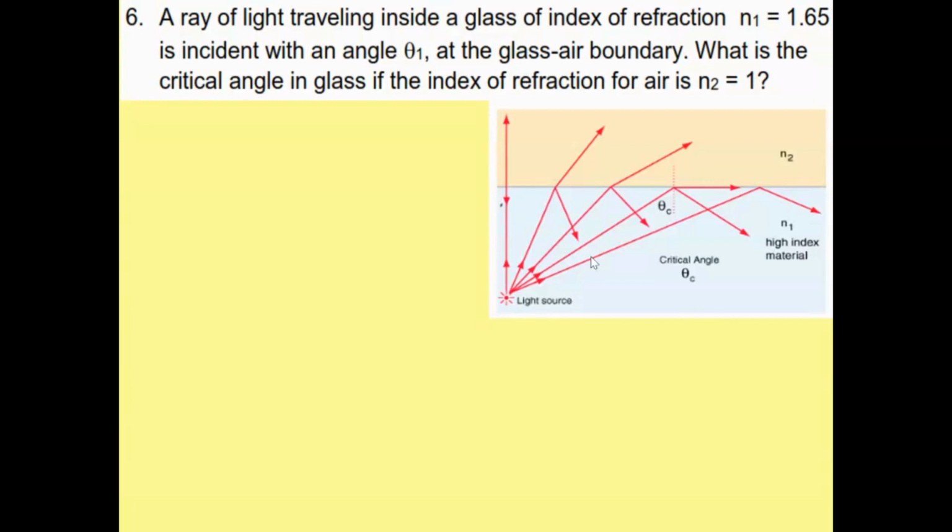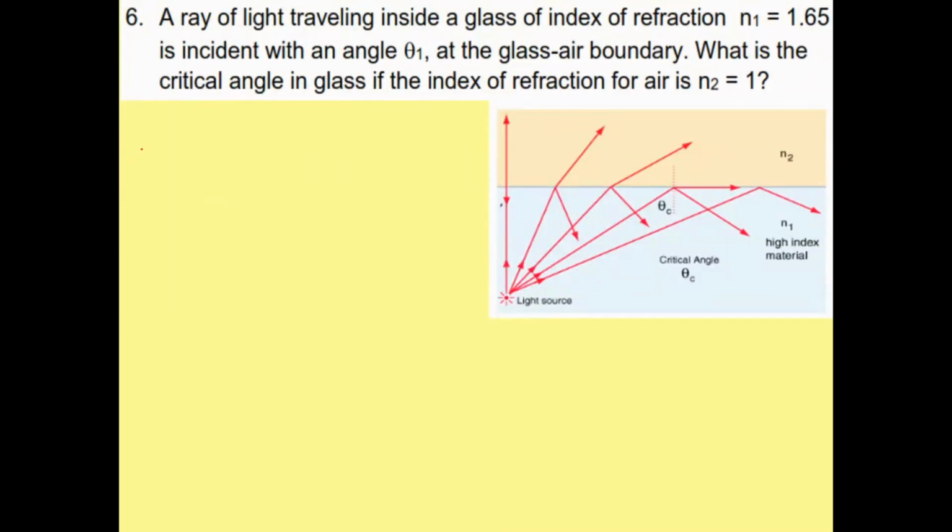At a glass-air boundary, what is the critical angle in glass if the index of refraction for air is N2, which is equal to 1? So what is given in the question? You have to see the figure. In this figure, two colors are given. The bottom region is light blue, and the top region looks like a light pink color, which is the N2 region. The blue color is the glass medium, and the top one, N2, is the air medium. Here they gave the values of N1 as well as N2.